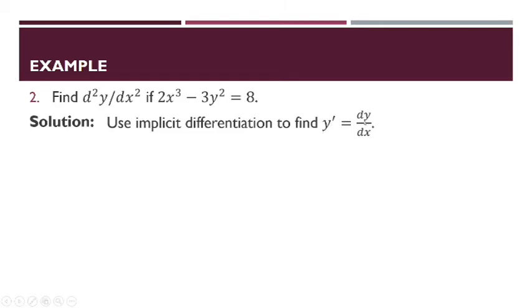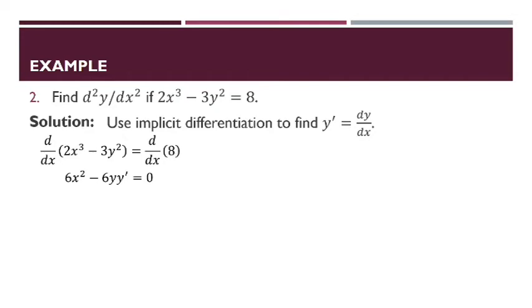So, y prime is equal to dy over dx. So, differentiate natin both sides. We have derivative of 2x cubed minus 3y squared is equal to derivative of 8. So, we have 3 times 2, we have 6x squared. 3 and 2, 6 pa rin. Then, yung function y times the derivative of y in terms of x or the first derivative. So, we have y prime. And derivative of a constant is 0.